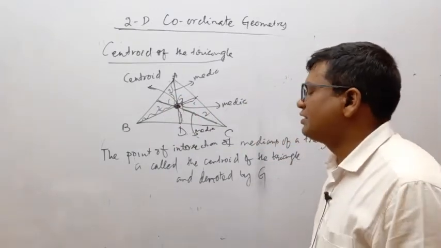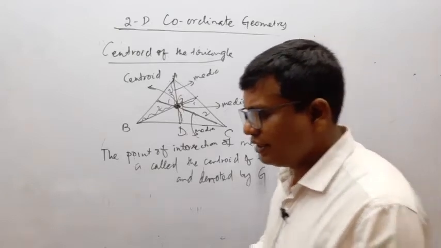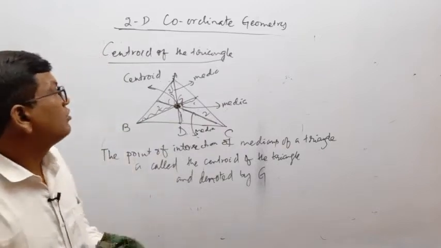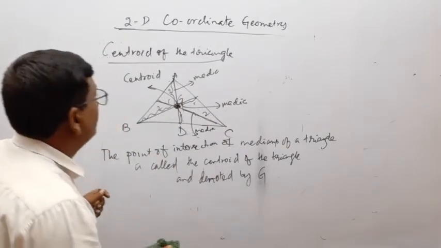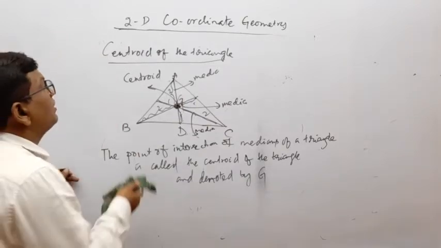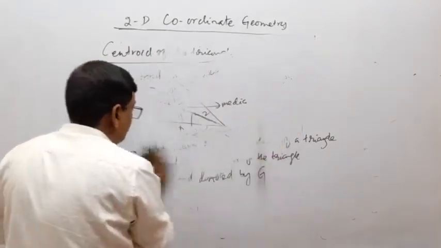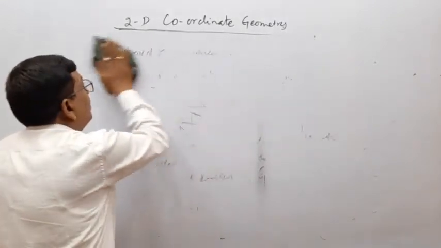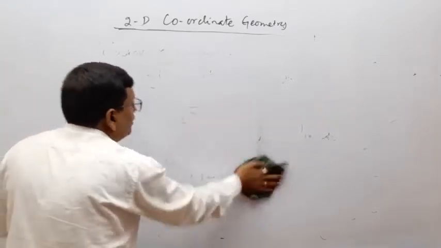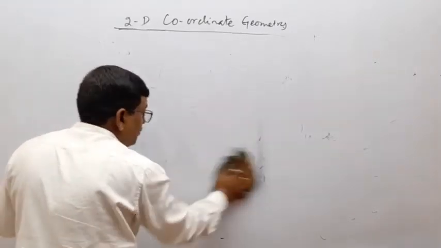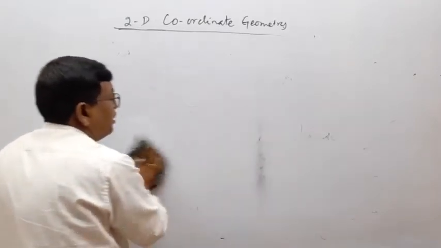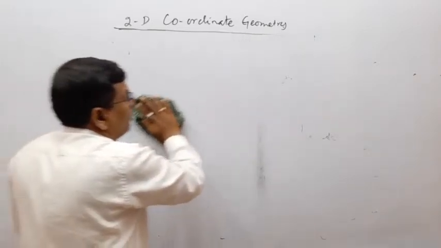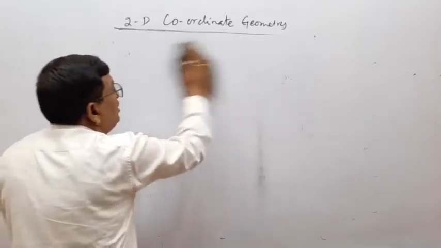Now one formula: if the vertices of a triangle are given, how to find the centroid of the triangle. If x1 y1, x2 y2 and x3 y3 are the vertices of a triangle, then how to find the formula for the centroid of the triangle.